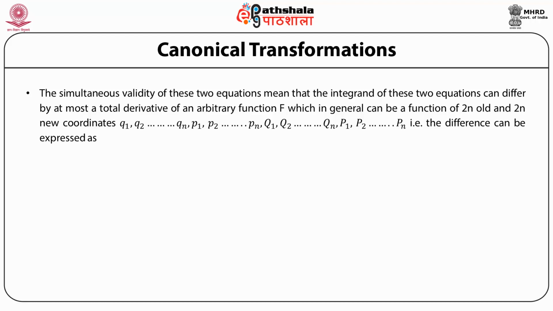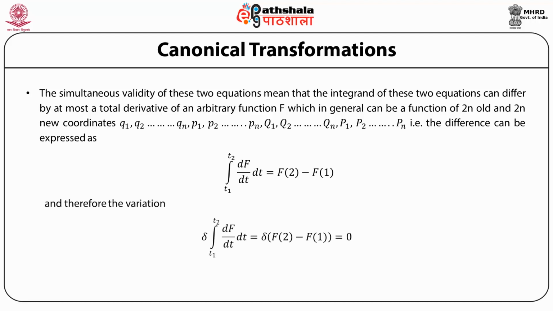The difference of these two equations can be expressed as the integral from t1 to t2 of the total derivative dF by dt, integrated over dt, which is the difference of this function at the two extreme values. Therefore the variation delta of F2 minus F1 must be equal to 0, because the variations vanish at the endpoints.